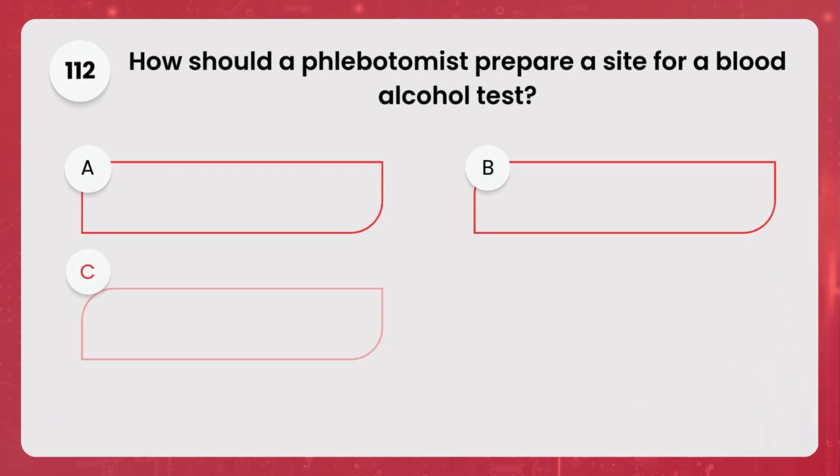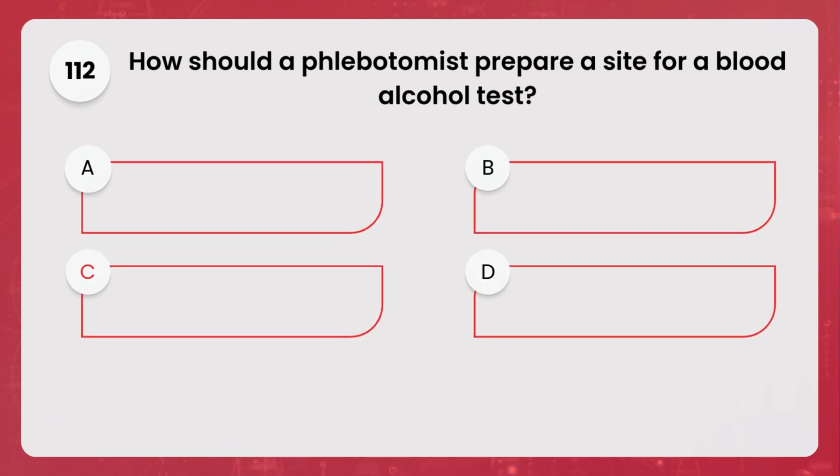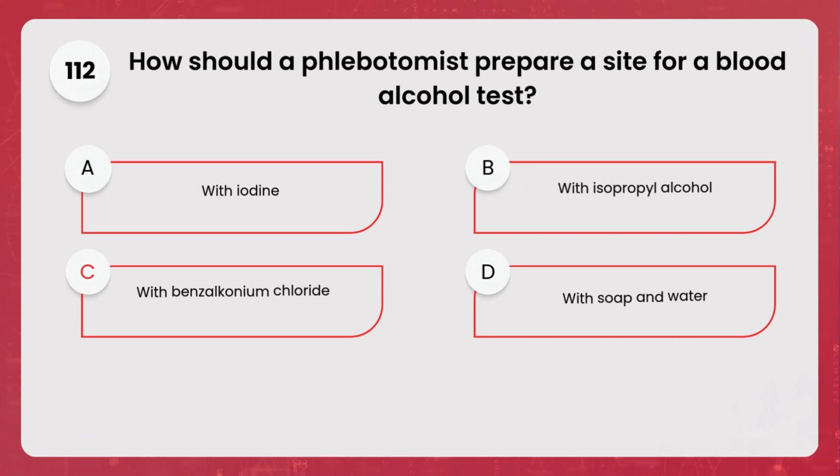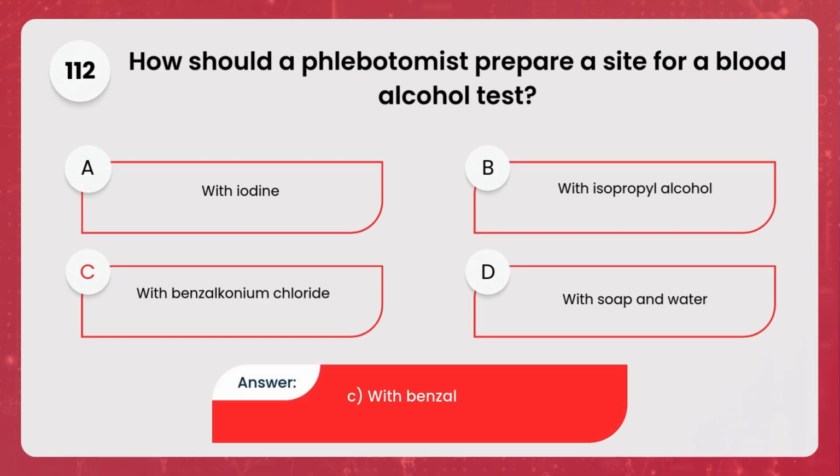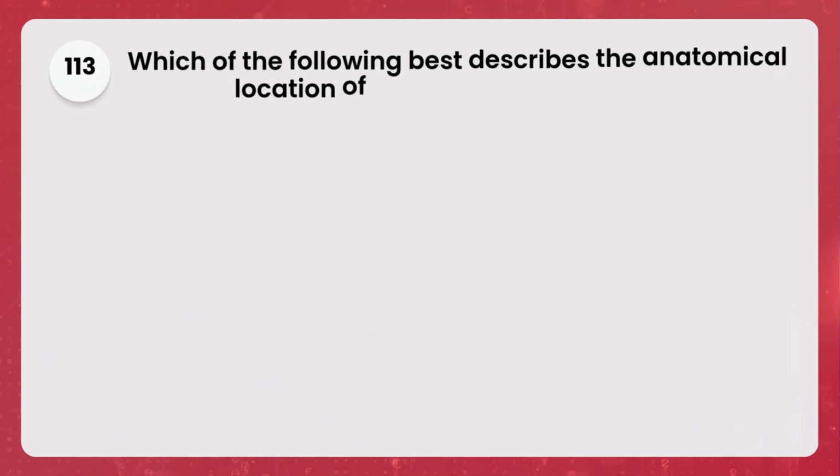Number 112. How should a phlebotomist prepare a site for a blood alcohol test? A. With iodine, B. With isopropyl alcohol, C. With benzalkonium chloride, or D. With soap and water? The answer is C. With benzalkonium chloride.